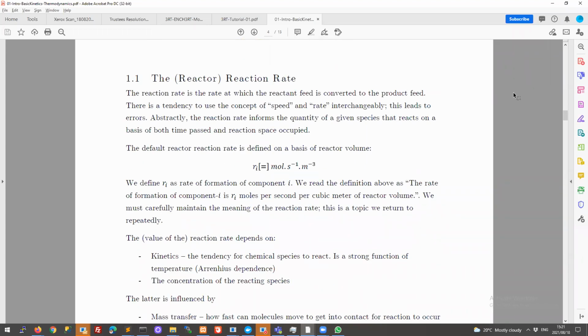And so we're starting, of course, with the reactor reaction rate. Okay, so before we jump in there, any questions or comments so far?